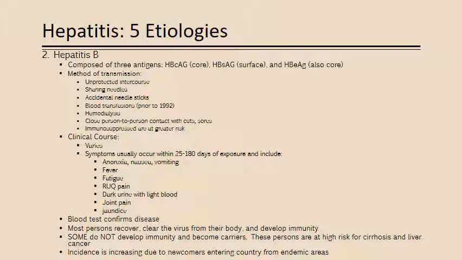The clinical course of hepatitis B patients does vary. The symptoms usually occur within 25 to 180 days of exposure, so who can remember 6 months back what you did? But those symptoms would be anorexia, nausea, vomiting, fever, fatigue, right upper quadrant pain, dark urine with light blood perhaps, joint pain, jaundice. That joint pain thing we'll be talking about that shortly.